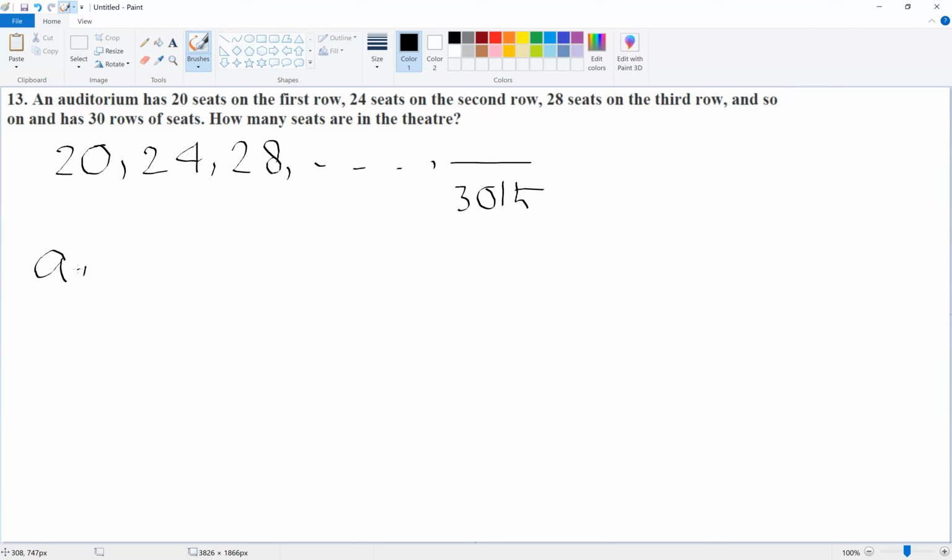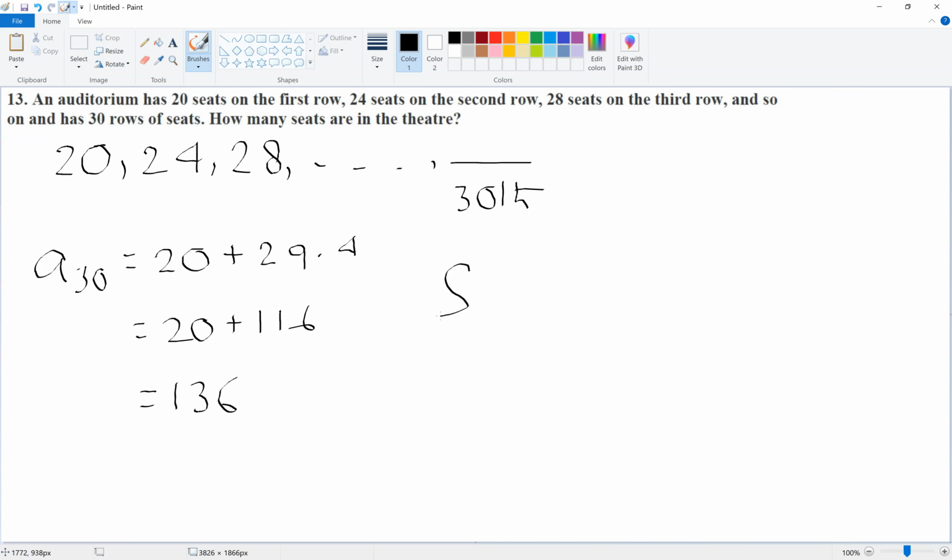So I used the equation and I substituted. So I got 20 plus, in parentheses, 30 minus 1 times 4, which is the same thing as 20 plus 29 times 4, which is the same thing as 136, because 29 times 4 is 116, and then plus 20 is 136. So u30 equals 136.